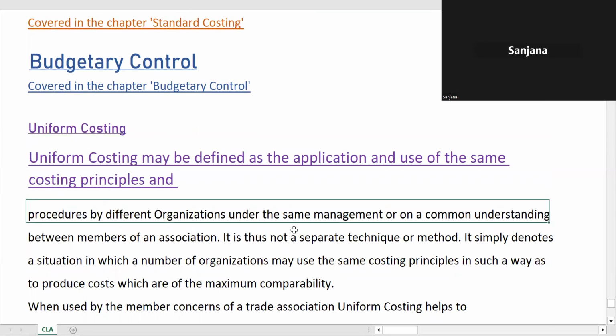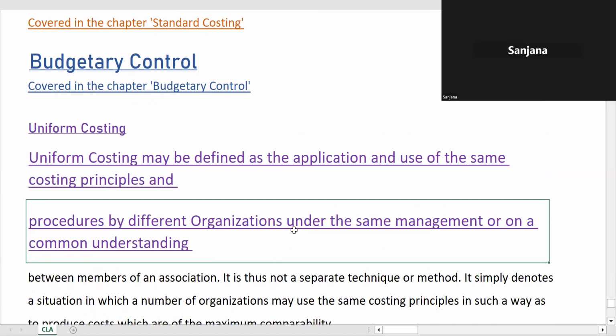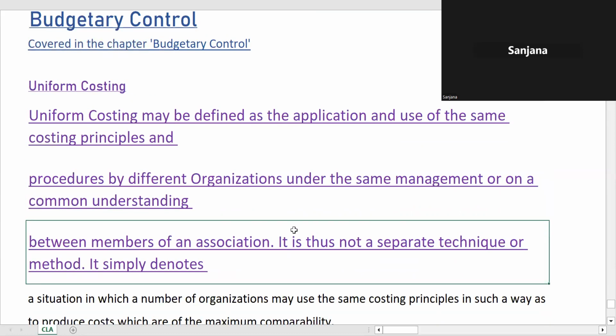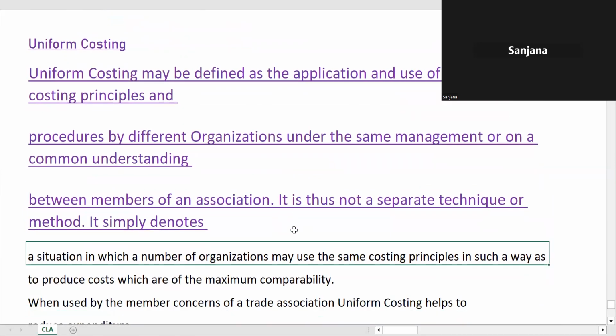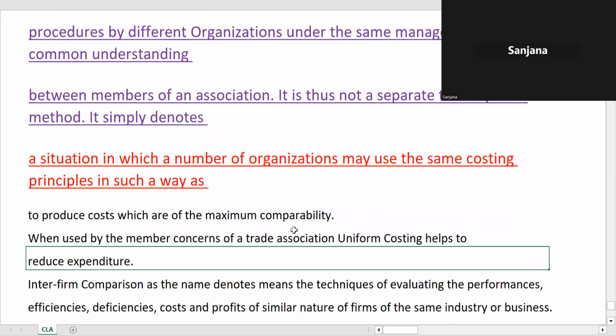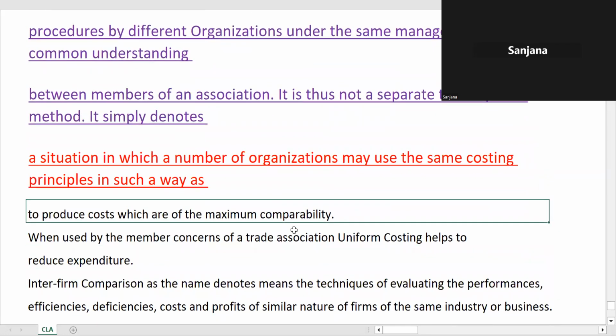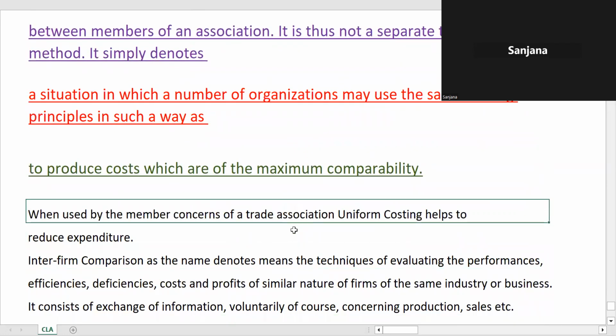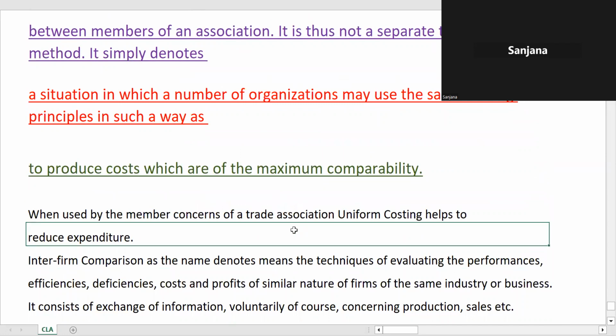It is the use of the same costing principles by different organizations under the same management, or on a common understanding between members of an association. So basically, in one industry, if it is represented by an association, everyone says we will use the same costing method. So it's not a separate technique or method. It just denotes a situation where everyone is using the same costing method for maximum comparability. So that is about uniform costing.